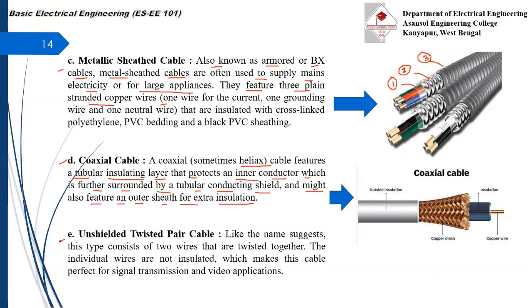Next, number 5, the unshielded twisted pair cable. Like the name suggests, this type consists of 2 wires that are twisted together. The individual wires are not insulated, which makes this cable perfect for signal transmission and video application.